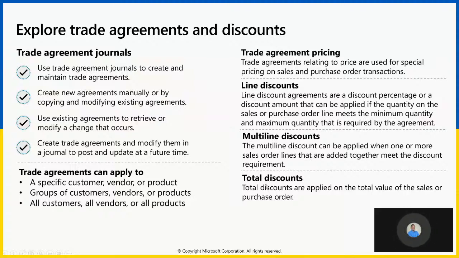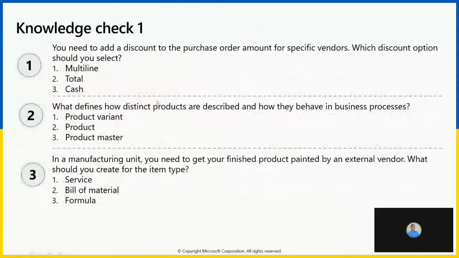Then we can also have discount based on the total. So if I'm purchasing three different items from you and the amount of these three items is able to sum up to $10, for instance, or 100 naira, for instance, I'm going to give you a 2% discount. So let's see how we can create trade agreements on Dynamics 365 supply chain management.